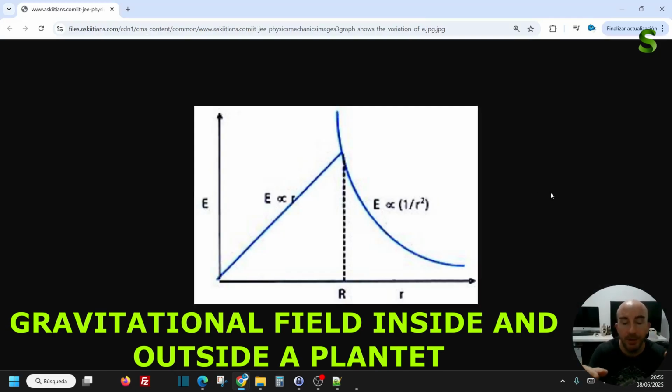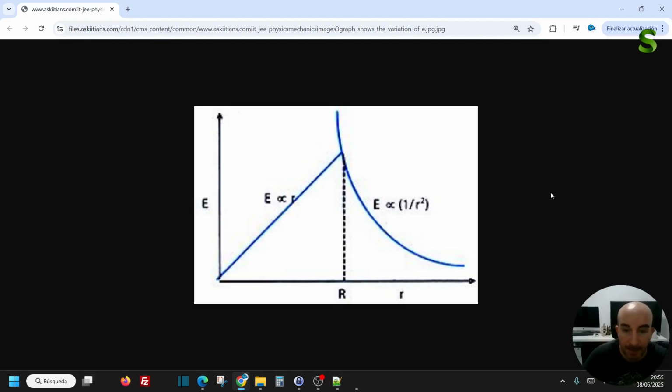A few days ago, a student asked me about the graph of the gravitational field inside and outside the planet, and it comes up sometimes in the A-level exams, and it's something like this. Outside of the planet, so outside of the radius, it's decreasing with r squared, and inside the planet is a straight line. And the outside part can be reasonable, because the formula of the gravitational field decreases with r squared, so that's easy.